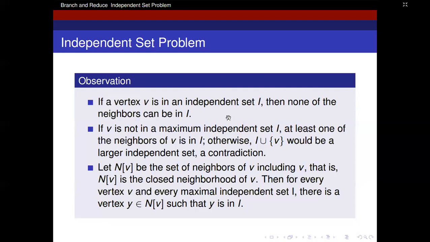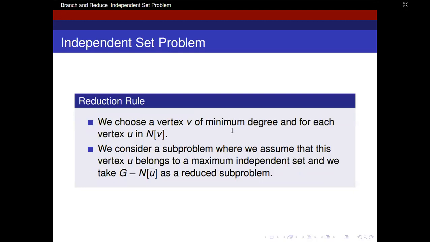Now we define N[V]. N[V] is the set of neighbors of V including V, called the closed neighborhood of V. Then for every vertex V and every maximum independent set I, there is a vertex Y in N[V] such that Y is in I. That is, if we consider a maximum independent set I, then at least one vertex from N[V] will be in I. Based on this observation, we propose a reduction rule.